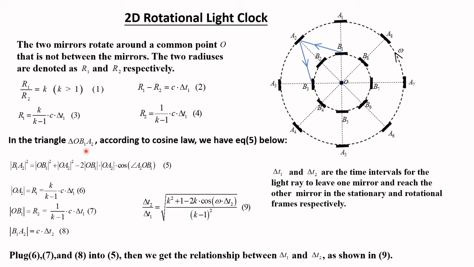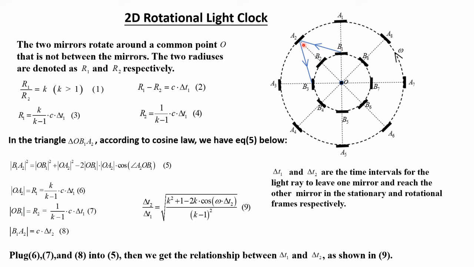And in the triangle OB1A2, according to the cosine law, we have equation 5. B1A2 squared equals OB1 squared plus OA2 squared minus 2 times OB1 times OA2 times cosine of angle A2OB1. And we also know that OA2 equals R1 and OB1 equals R2. And B1A2 equals C times delta T2.